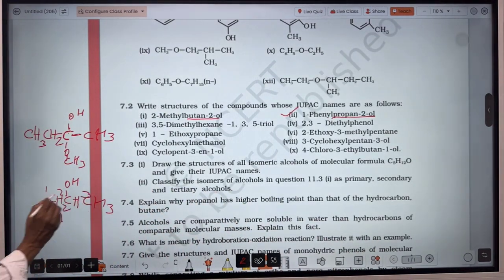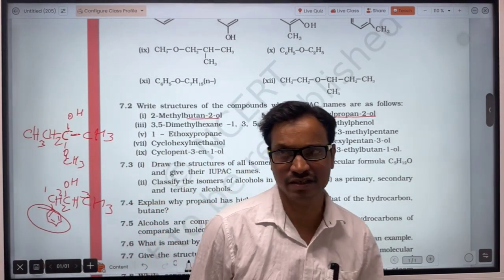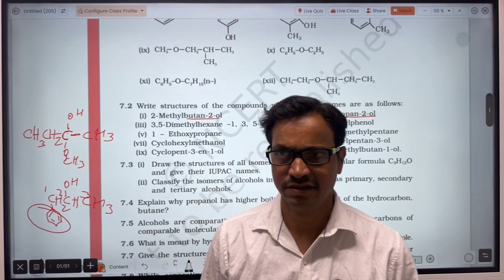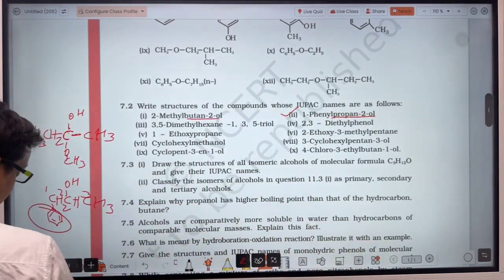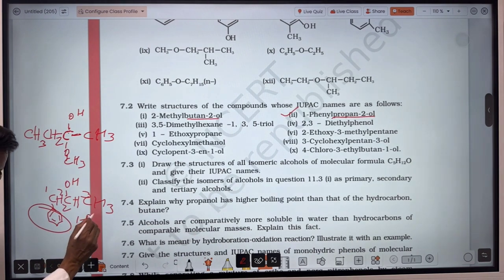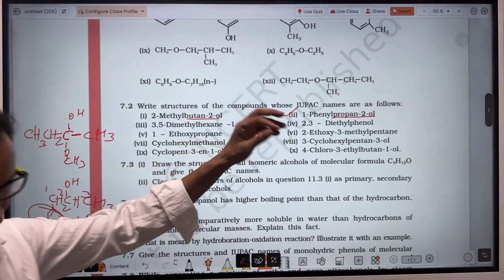So 1, 2, 3. This one here will be considered as phenyl. When benzene acts as a substituent, we use phenyl for the benzene. So it is at the first position, so that's why 1-phenyl, and propan-2-ol, that's why. Okay guys, that's why this one is given here.